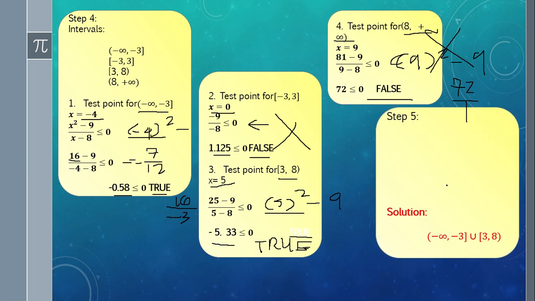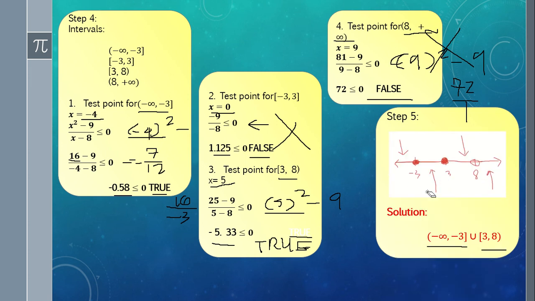So we only have two intervals: negative infinity to negative 3, union 3 to 8. Take note, guys, that in your answer, if you mistakenly write a parenthesis here, for example, negative infinity and negative 3 open interval, this answer is wrong, because that interval is different from negative infinity, comma, negative 3 closed interval. That is quite different, so please don't be confused in your solution.